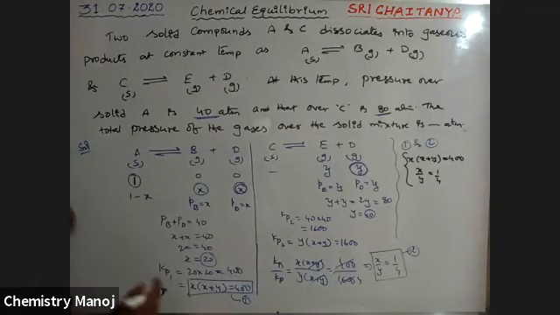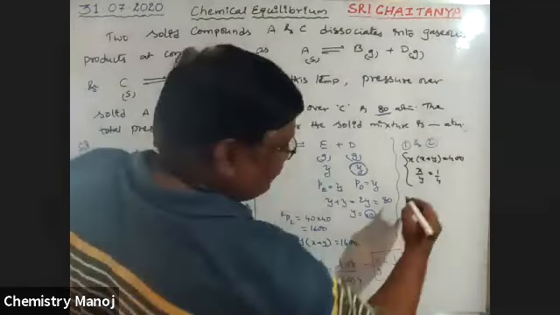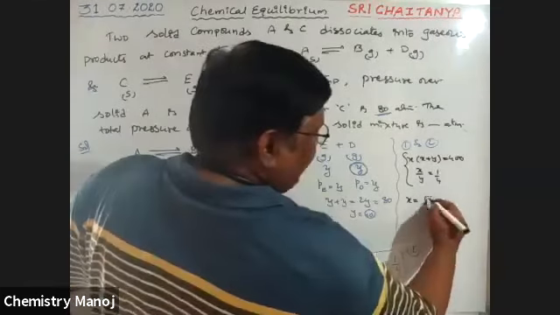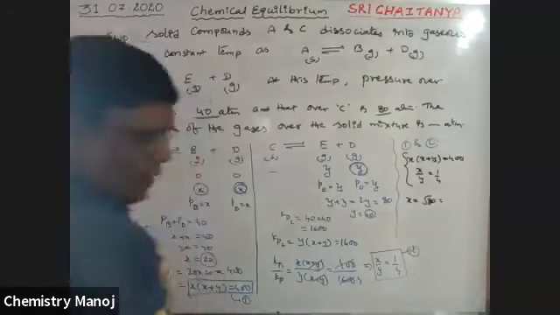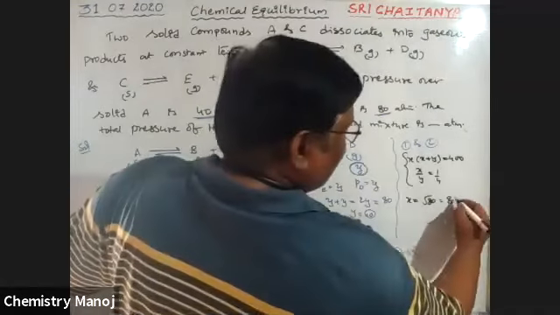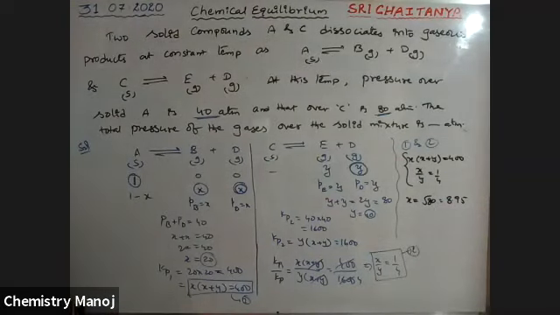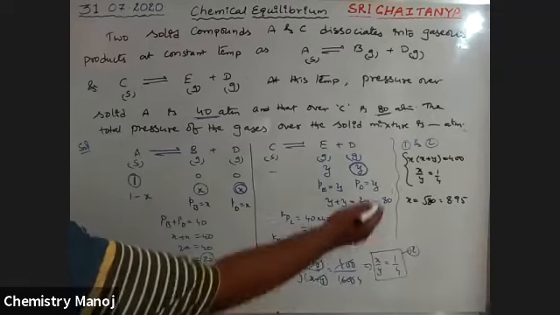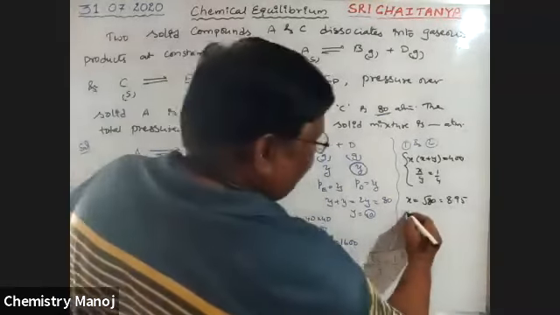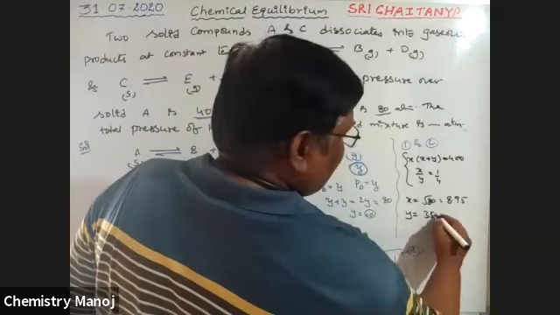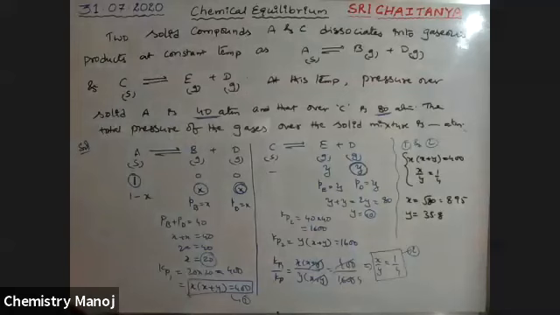From that I got the x value as root 80, which is 8.95. So that is the x value. Next, the y value: x by y is equal to 1 by 4, so finally we get y is equal to 35.8. Therefore we got x and y values.